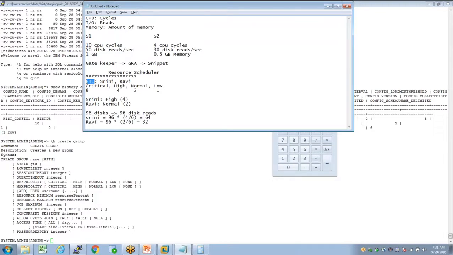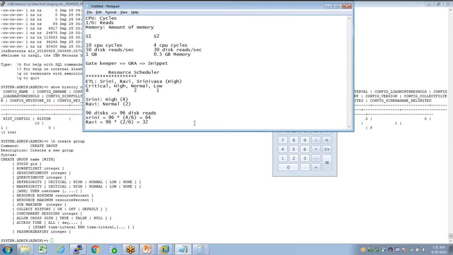But what if Srinivasa joins? And he also joins as a high priority user. So those priorities are defined here. So what is the default priority?